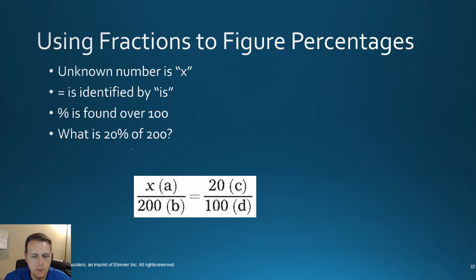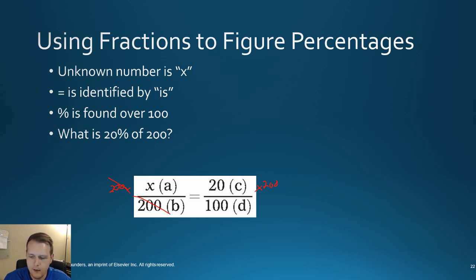If you wanted to set it up as an algebra problem, basically you could say x, which is what we want to find out, over 200 would be equal to 20%, so 20 out of 100, and then solve for x. So what can I do here? Basically, I can multiply both sides by 200, right? Times this by 200. And then here you'd find that 200s cancel out, and x would be equal to 20 times 200 over 100.